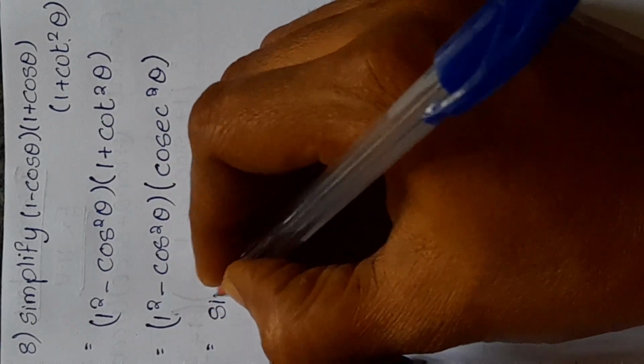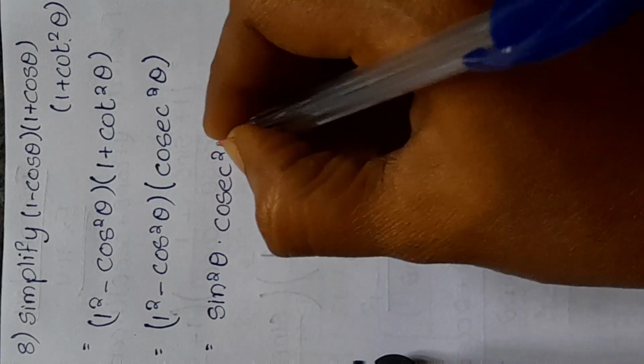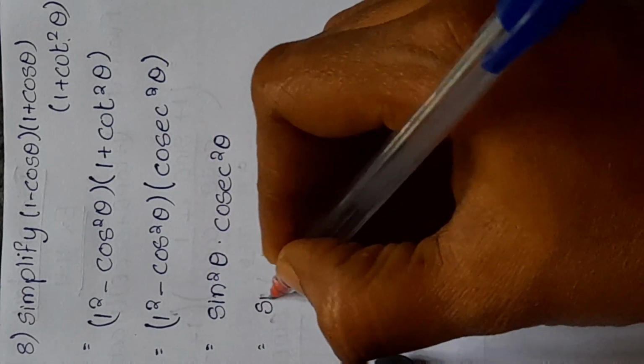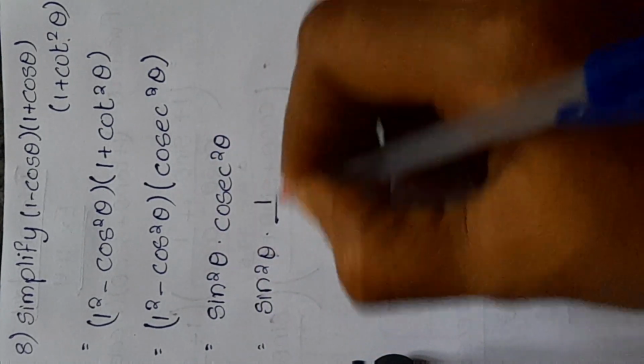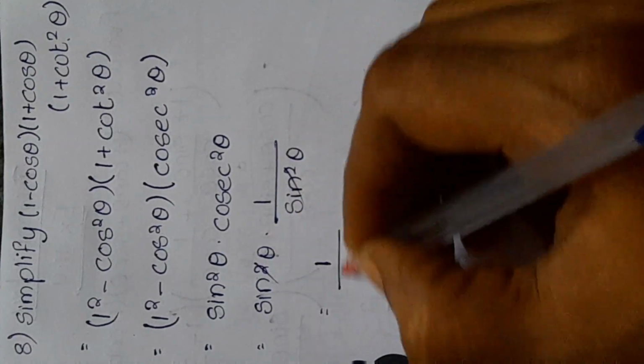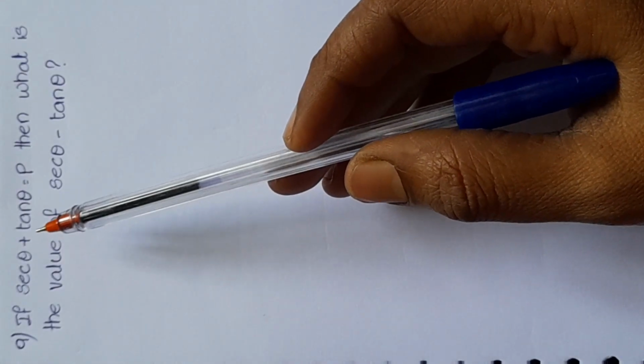1 minus cos square theta can be written as sin square theta from the identity formula. So sin square theta into cosecant square theta. Cosecant square theta is 1 by sin square theta. So sin square theta into 1 by sin square theta. This and this gets cancelled. The answer is 1.